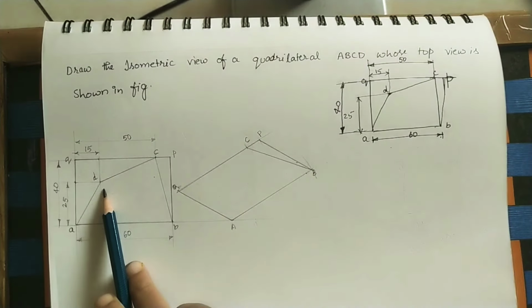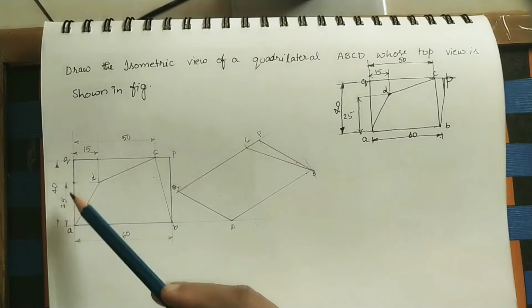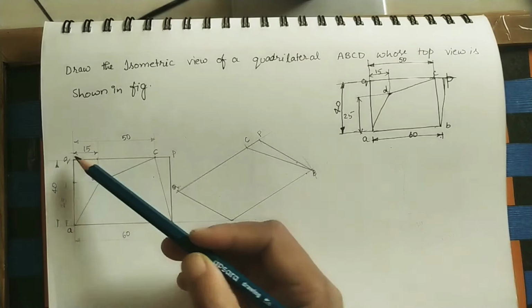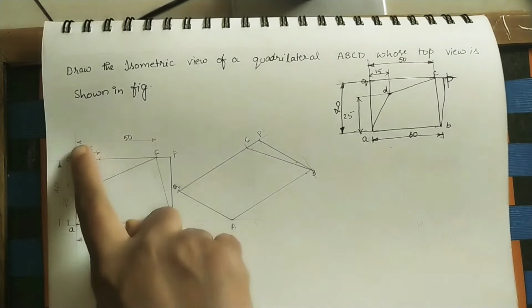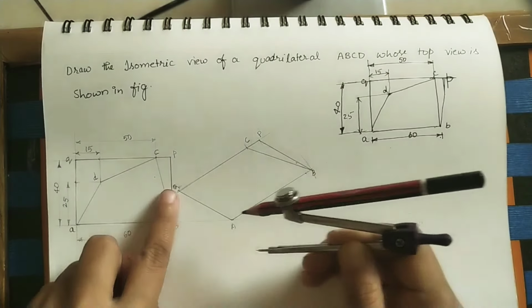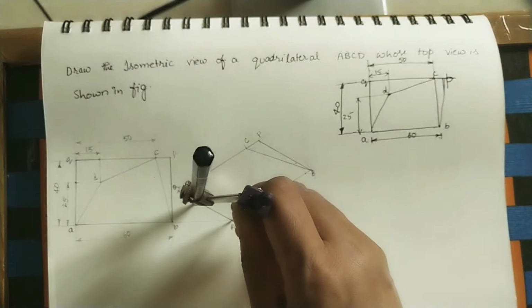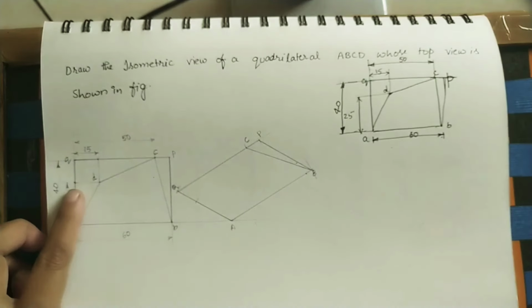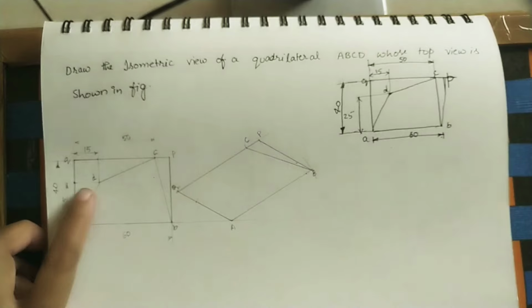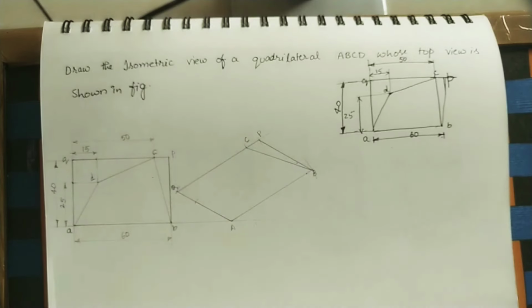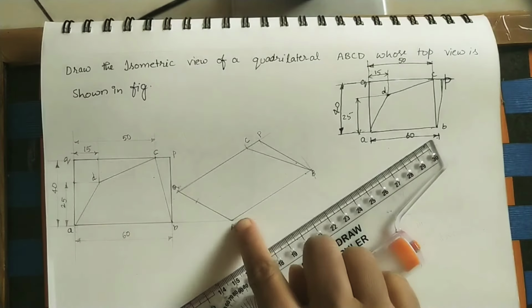Now mark D point. How to mark D point? From this side, 25 mm on AQ. Take this 25 mm length and mark on AQ. AQ is this line. Mark that length. Here we got this one. Here do the line parallel to this.